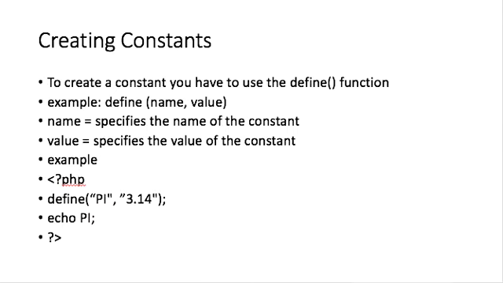So creating constants. To create a constant, you have to use the define function. Here's an example of the define function: define(name, value). The name specifies the name of the constant and the value specifies the value of the constant. The value is what will show up in the browser. And here's an example of how to create a constant in PHP. You do define, so pi would be the name and 3.14 is the value. And the echo is set to the name, pi.